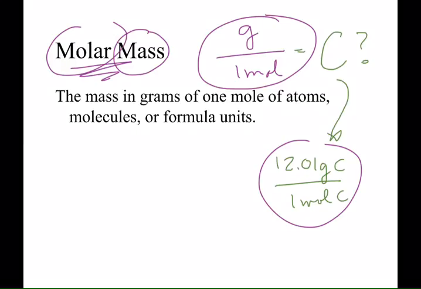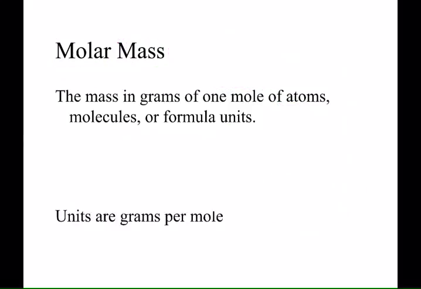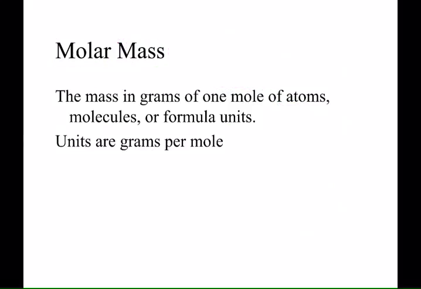Okay? So we can talk about molar masses for atoms like that, or we can talk about molar masses for molecules, the grams you need to set aside to get 1 mole of molecules, molar mass for formula units, the grams you need to set aside to get 1 mole of repeating formula units. So as I said, units for molar mass are grams per mole. This is what I call the linear version. This is the unpacked version. Just g/mol, grams per mole.